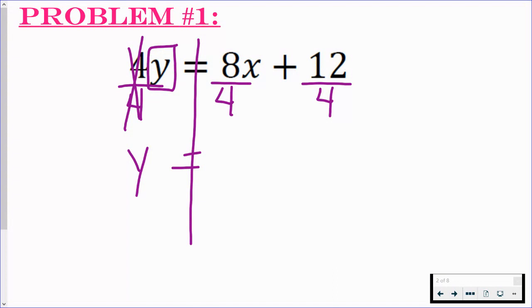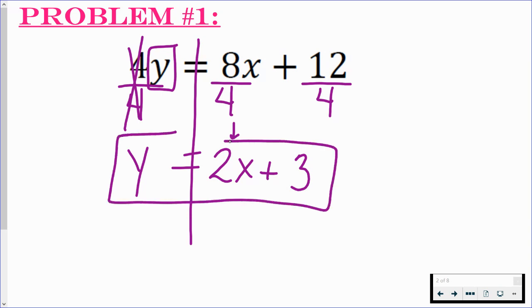8 divided by 4 is 2. So now we have 2x. And then 12 divided by 4 is 3. Now, if you notice, this is in y equals mx plus b format. So then at that point, you can continue to graph.